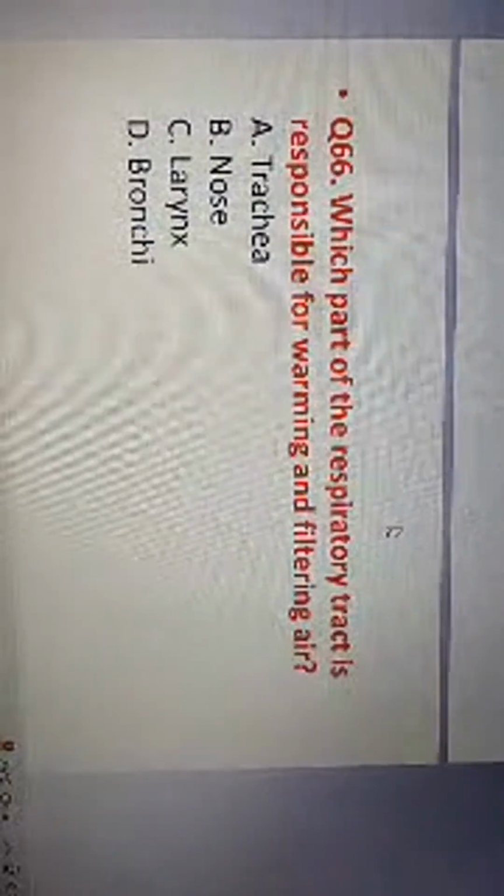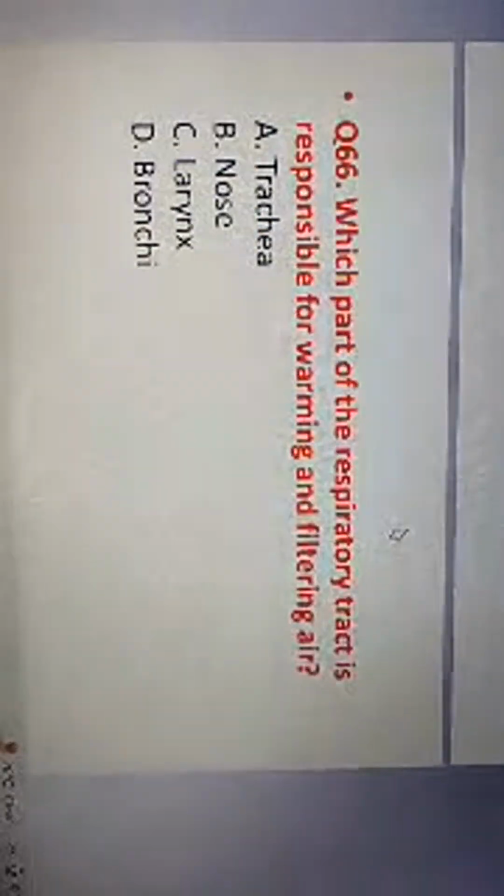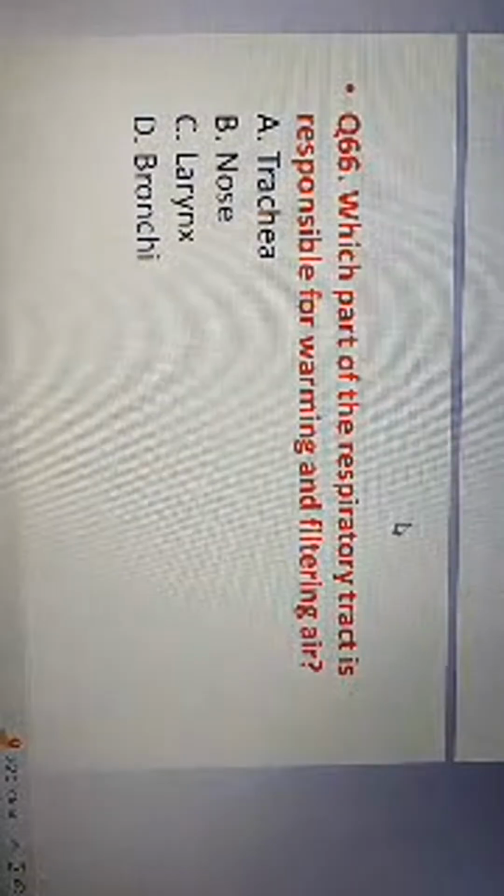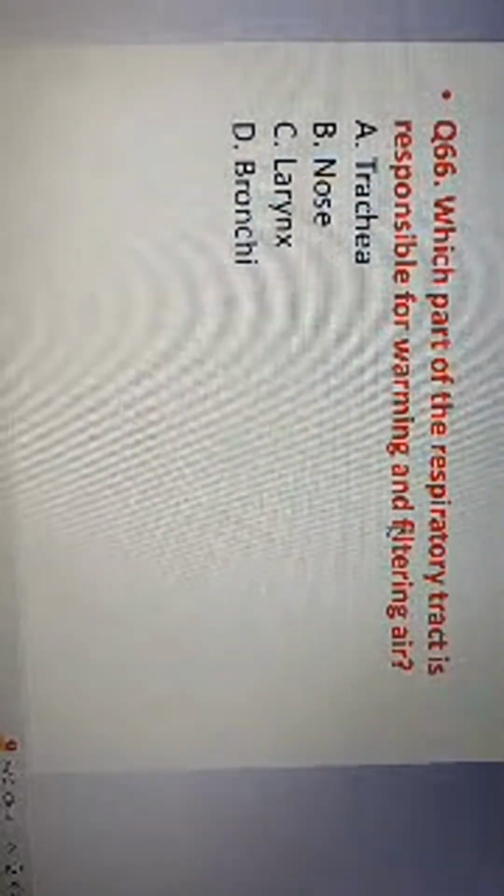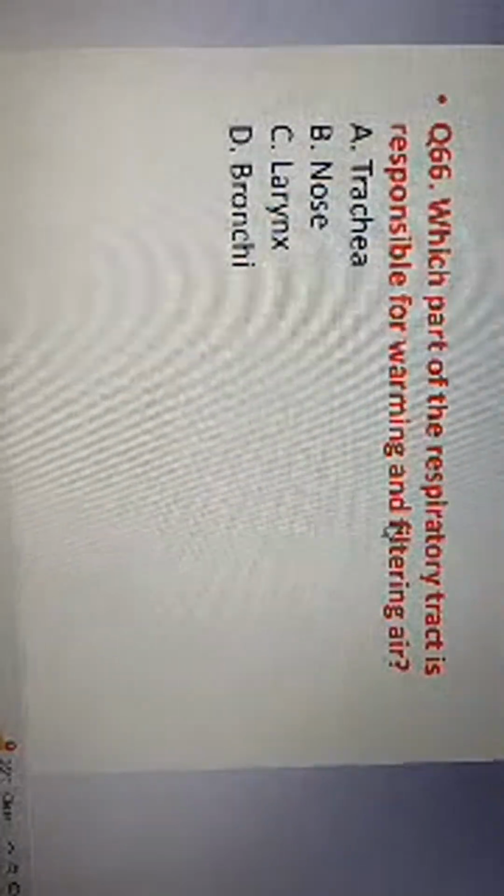The next question, which part of the respiratory tract is responsible for warming and filtering air? Option A trachea, option B nose, option C larynx, option D bronchi. The correct answer is option B nose. The nasal cavity filters, warms and moistens air before it reaches the lungs.